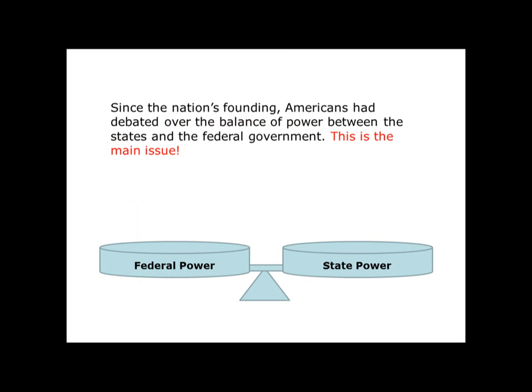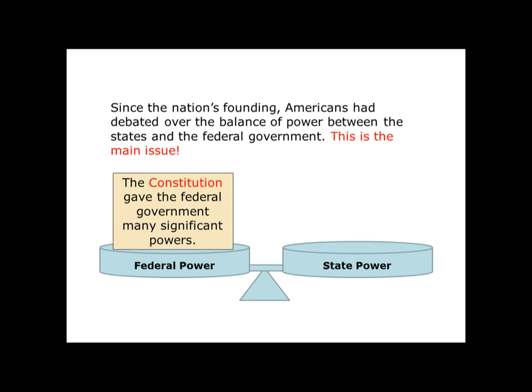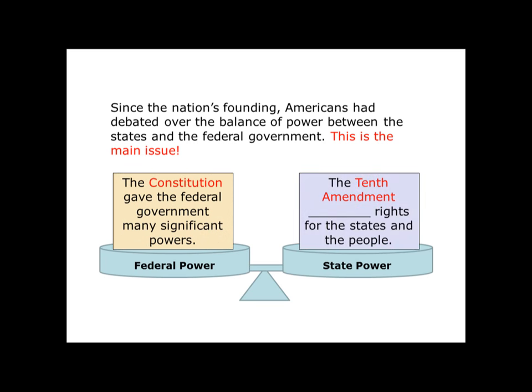Since the nation's founding, Americans had debated over the balance of power between the states and the federal government. This is the main issue. The Constitution gave the federal government many significant powers. The 10th Amendment, you want to write in, reserved rights for the states and people. So again, this is a balance. How much federal power, how much state power? Again, people disagreed, especially if something was not expressed word for word in the Constitution, like a national bank.